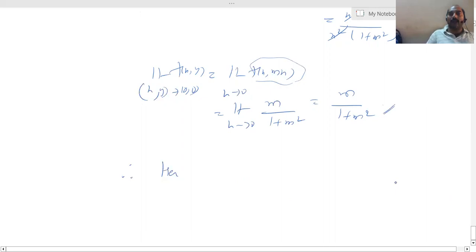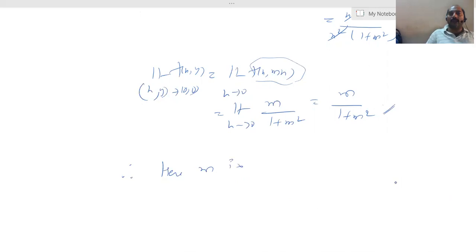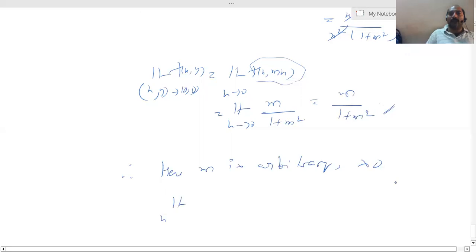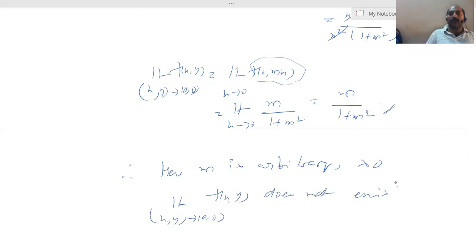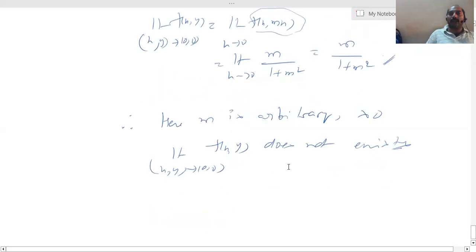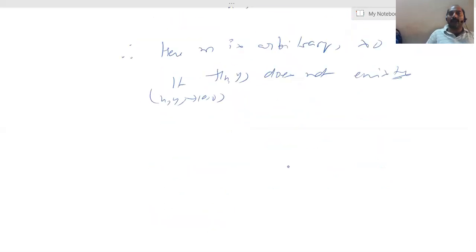Here m is arbitrary. So the limit does not exist. If the limit exists, then only we can observe whether it is continuous or not. Hence, it is not continuous. That's all.